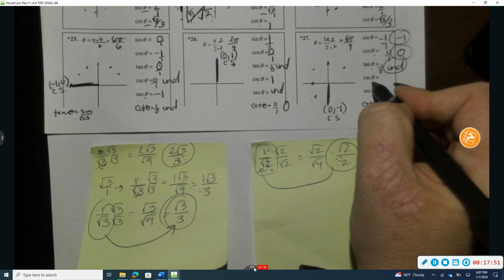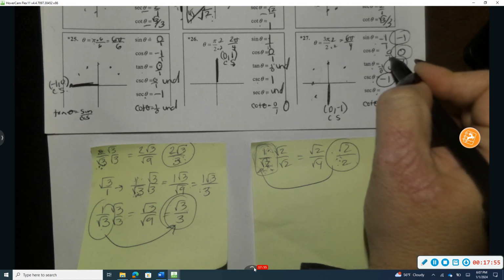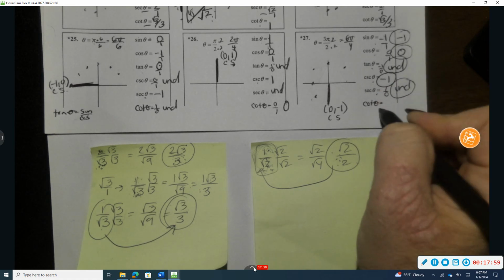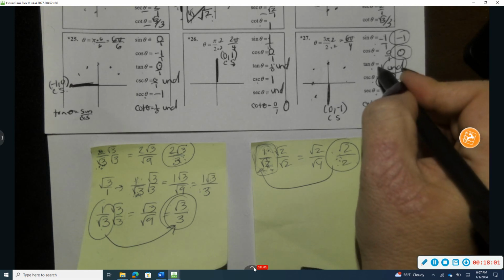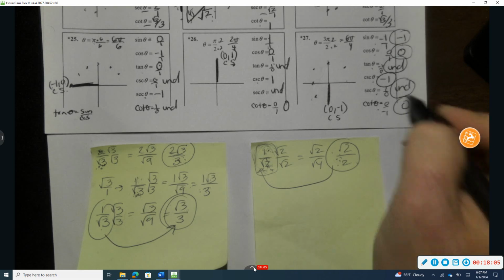Now, if I take the reciprocal of sine, I still end up with -1. If I take the reciprocal of cosine, I'd have 1 over 0. I can't have 0 on the bottom. It would be undefined. And the reciprocal of -1 over 0 would be 0 over -1, which is simply 0.